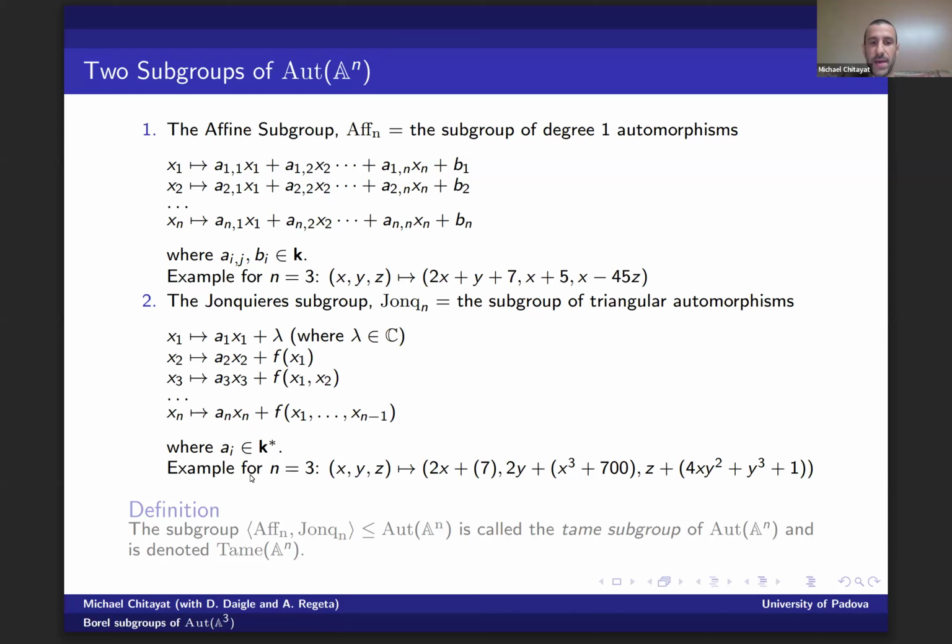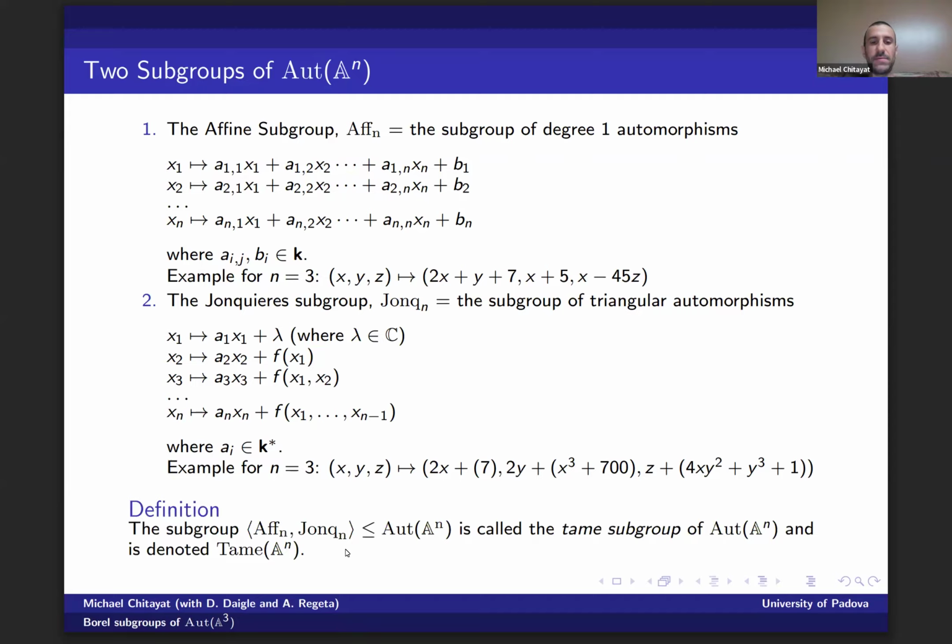And once again, an example for n equals 3, you can send x to 2x plus 7. Here, this part in brackets is, let's say, the part in lower indices. Y gets mapped to 2y plus x cubed plus 700, and z gets mapped to z plus 4xy squared plus y cubed plus 1. So many of you, I guess, have seen this before.